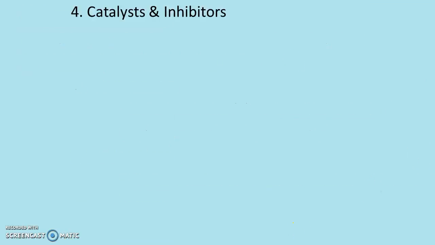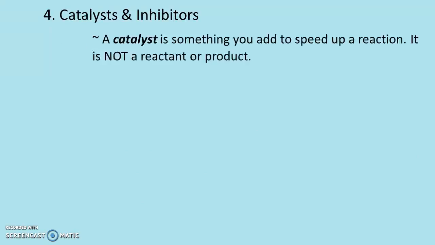Moving on, the fourth is catalysts and inhibitors. These are two new vocabulary words, so let's define them. A catalyst is something you add to speed up a reaction. It is not a reactant or a product. Think about lighting a match to light a candle. You're adding a catalyst. Without it, maybe one day it would start, but it wouldn't start on its own, right? It speeds up the reaction.